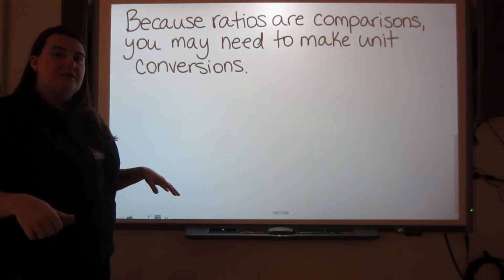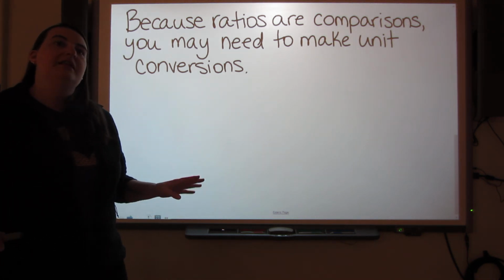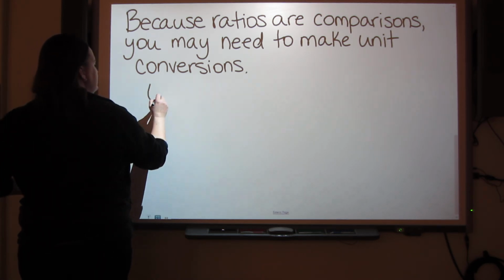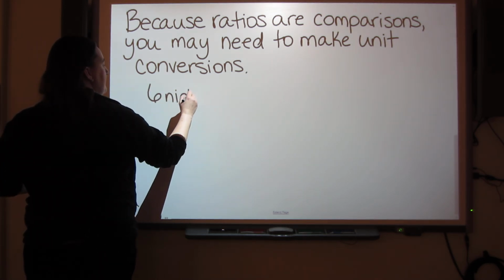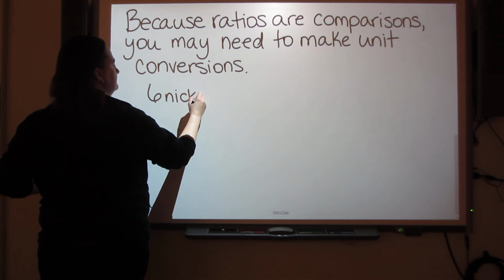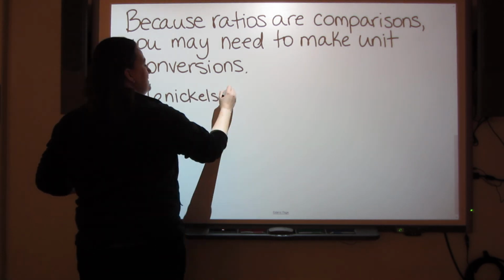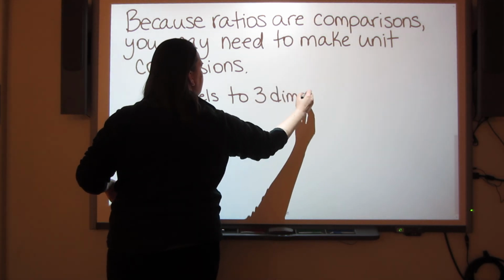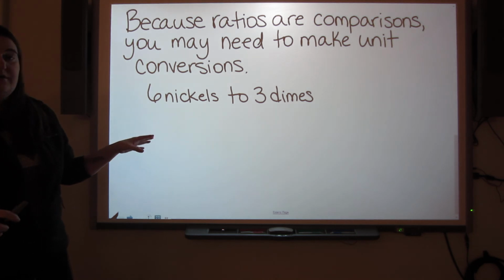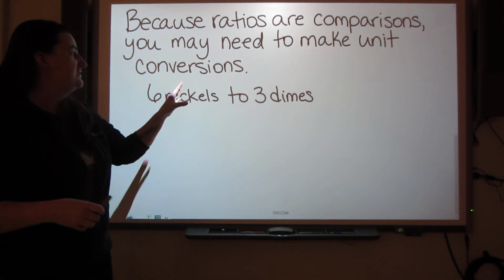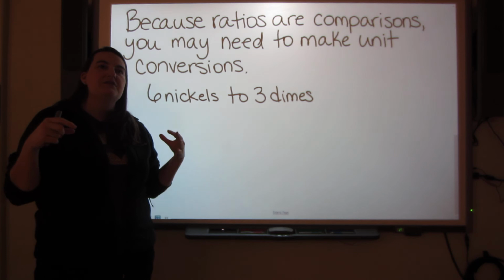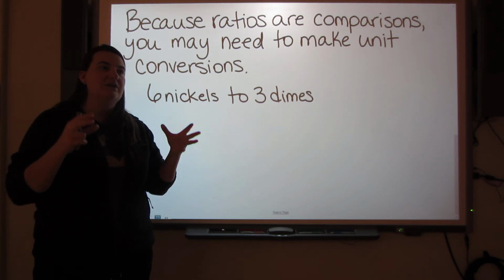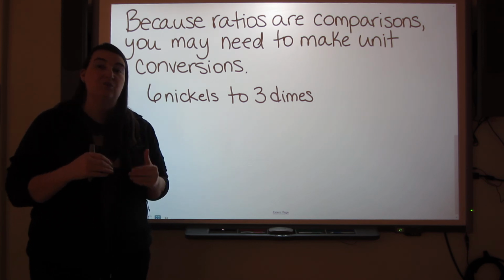So what do I mean by unit conversions? Well, first of all, let's take the example I was talking about when you've got nickels and dimes. Let's say you have 6 nickels to 3 dimes. So you've got a ratio already. You've got 6 to 3. But nickels and dimes are not the same, even though they're both money. So what you need to do is convert them into a unit that makes the comparison work.